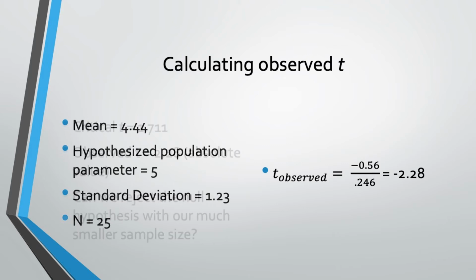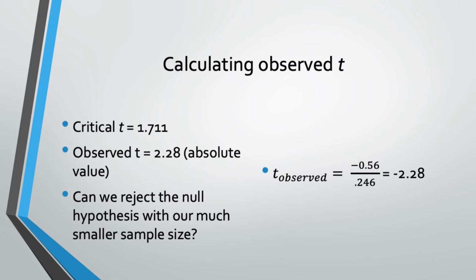So again, we take the absolute value of that, and we have to ask ourselves, is it greater than or equal to critical t, 1.711? Yes, it is. We can see that our observed t from our sample is much higher than that critical t, and we can reject that null hypothesis. Even with our very small sample, we were still able to reject the null hypothesis.